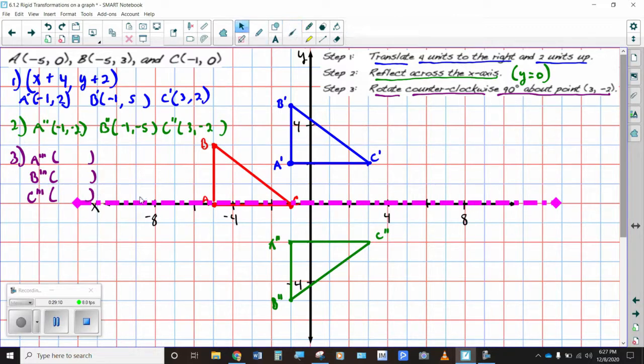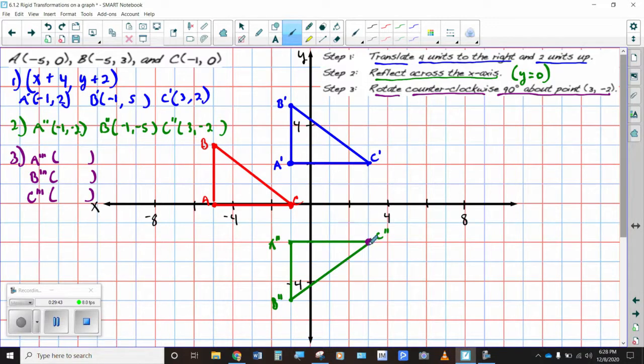I'm going to get rid of this line of reflection that we used for part 2. And now let's go ahead and rotate 90 degrees about (3, -2). Where is (3, -2)? That would be this point right there. That's your rotation point. Now, this might be tricky for you, so I am not going to pause the video and have you try and figure it out. Why don't you just go ahead and watch me do this, okay?